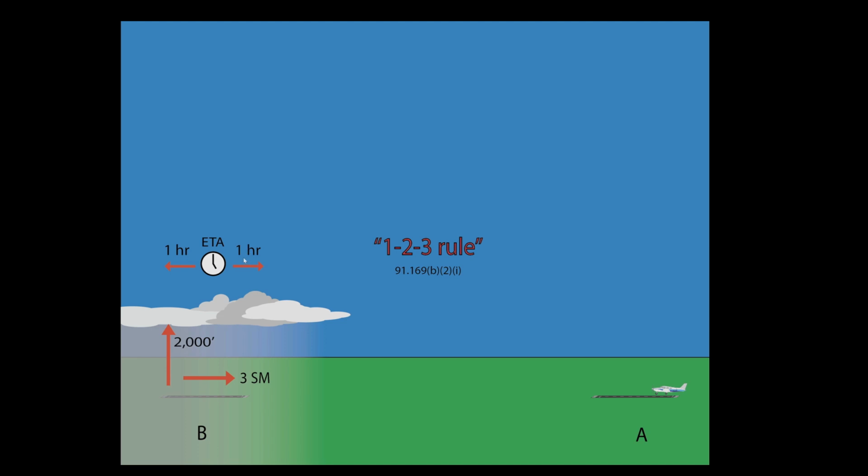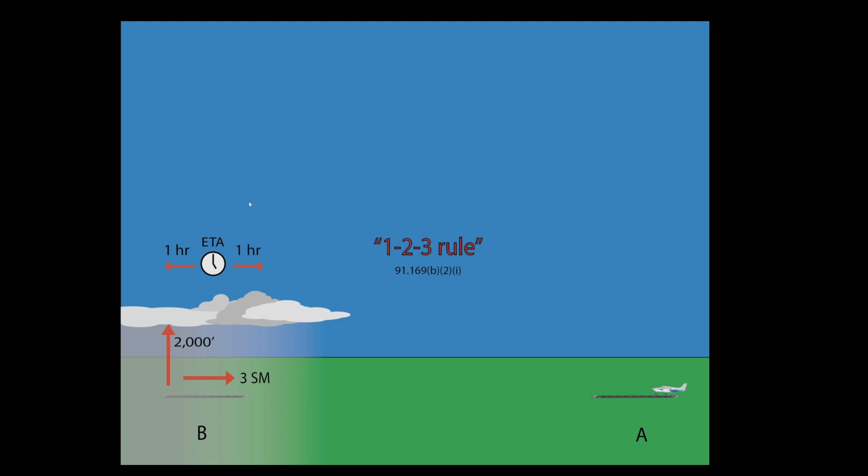So during that time period, if the forecasts are showing at least a 2,000 foot ceiling and 3 miles visibility for that whole time period, then we don't need an alternate. And if the forecast is showing less than a 2,000 foot ceiling or less than 3 miles visibility or both for any part of that time period, then we do need an alternate.